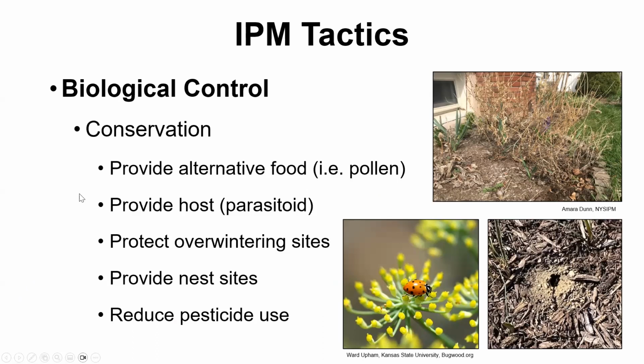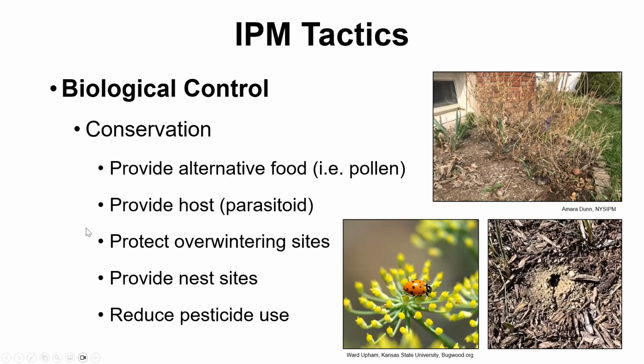One thing is providing alternative food sources, i.e. pollen. A lot of predators like lady beetles love eating aphids, but they will also eat pollen. So if they can't find an aphid, they'll eat pollen, and that will sustain them so that when aphids appear again, they'll still be in your garden. So plant things like this, a plant in the Apiaceae family. It has that umbel flower. It produces lots of pollen, and so insects love to hang out on them and eat the pollen.